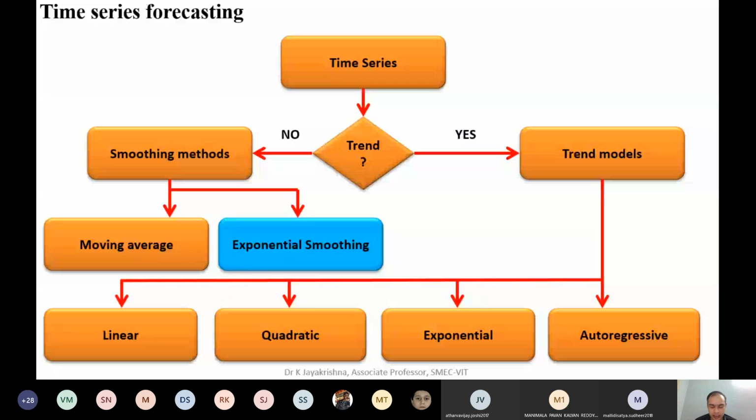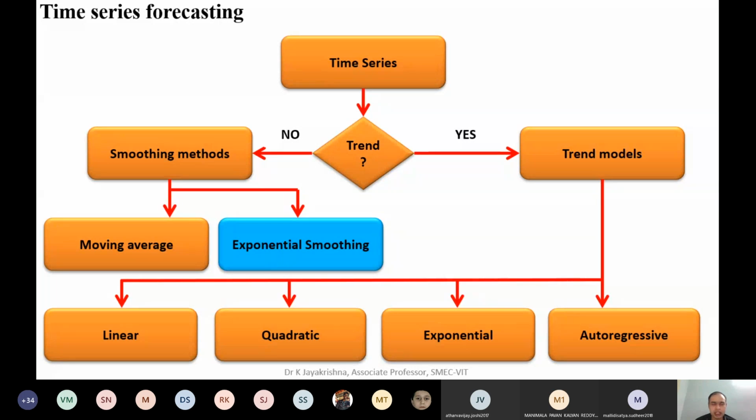Okay, so till the last class, we have been looking into the concepts of quantitative forecasting. In quantitative forecasting, we first saw the smoothing methods. In smoothing methods, first I covered moving average: the single moving average method, the double moving average method, then the weighted moving average method. And in today's class, we will be looking into the next two models.